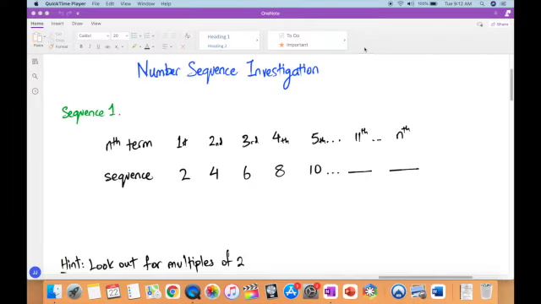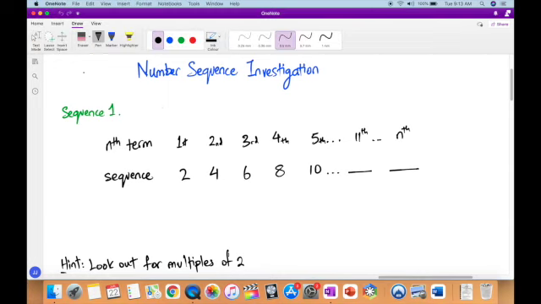Hello everybody, and welcome to our class on number sequence investigations. It's going to be a nice short little lesson. It's a really easy topic. It can be a little bit tricky, but just follow the steps that I show you and you should be fine. So we can see here we have our first number sequence.